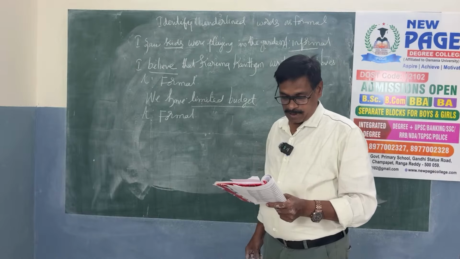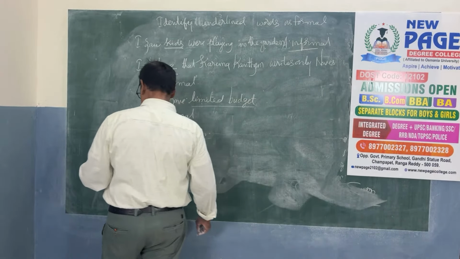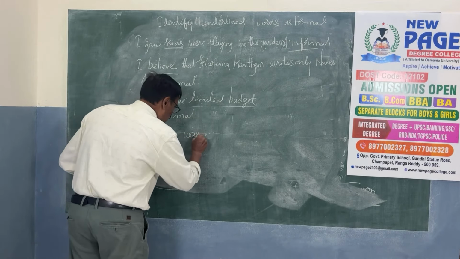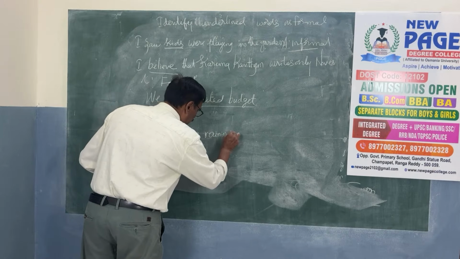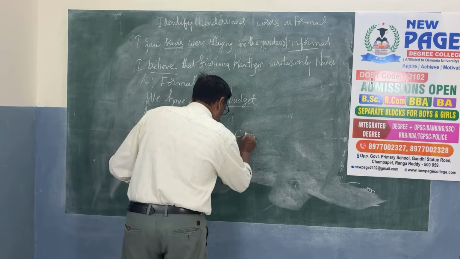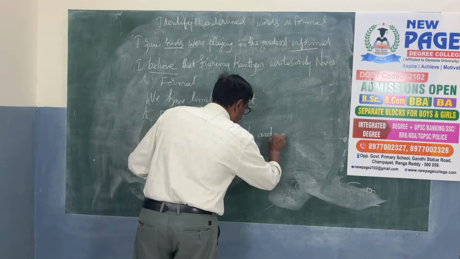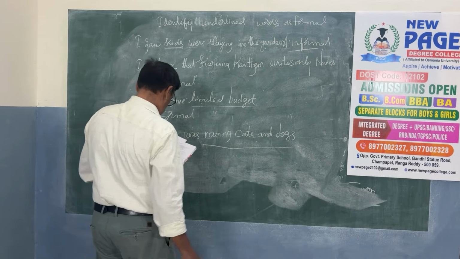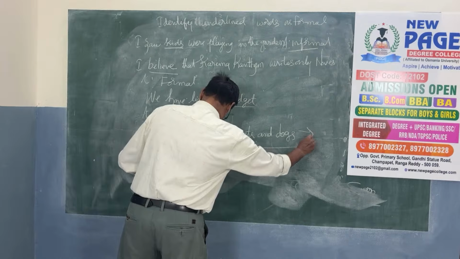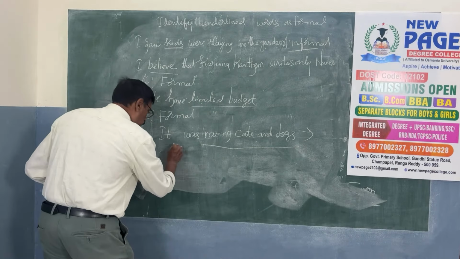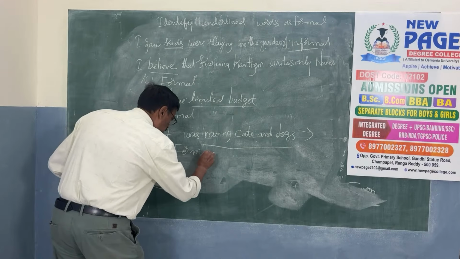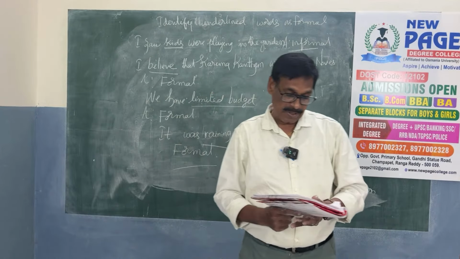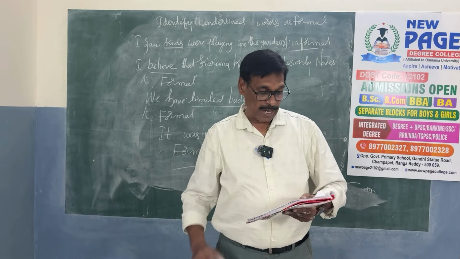Next, I will give one more. It was raining cats and dogs. They underline it. Raining cats and dogs. So what is this called? Informal. I think you understand them. So formal, informal. This is one method. I will give some more examples.